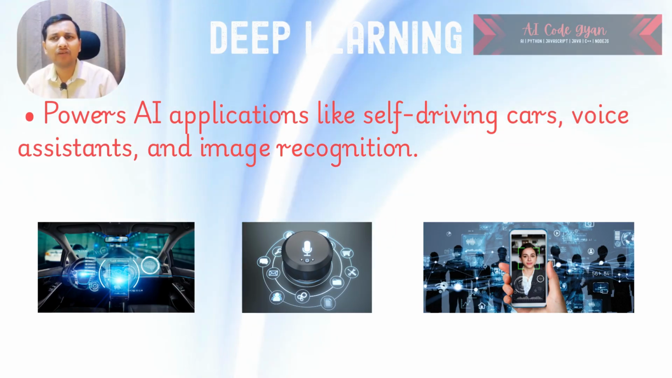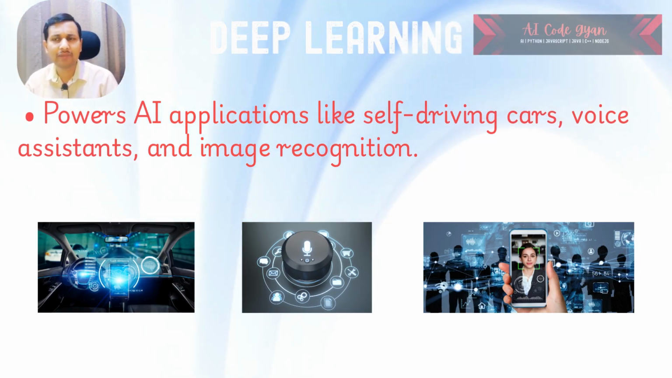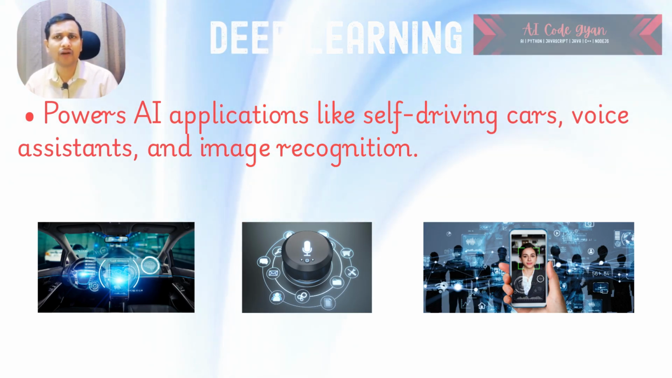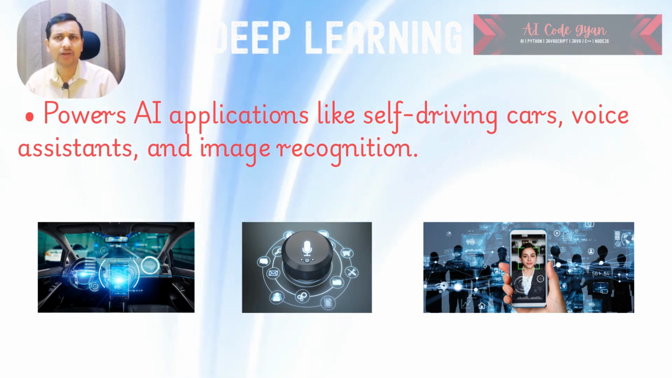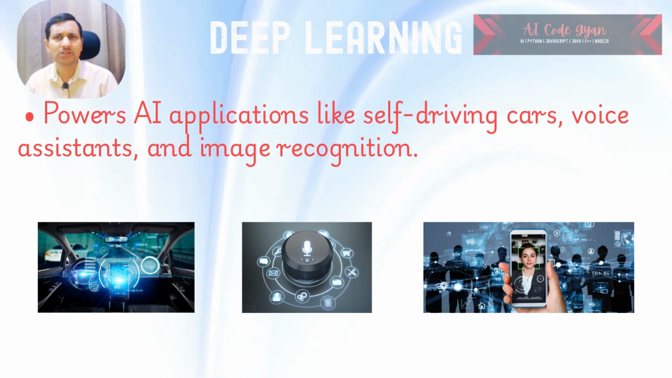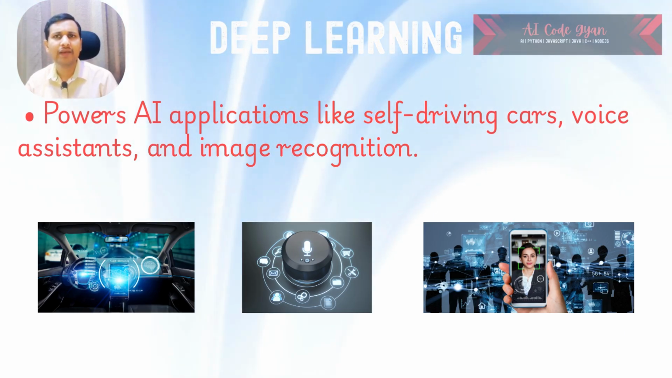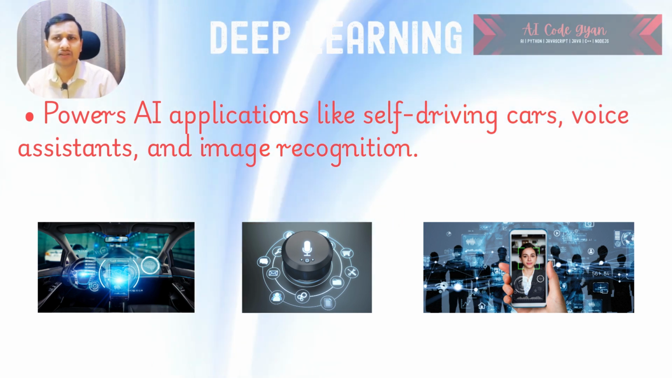Also, deep learning empowers AI applications like self-driving cars, voice assistants, and image recognition. So whether we talk about self-driving cars, voice assistants like Siri and Alexa, or image recognition or facial recognition used in security or at the airport, it is all use of deep learning. It also has use in recommendation systems like Netflix. So there's a use of NLP there.